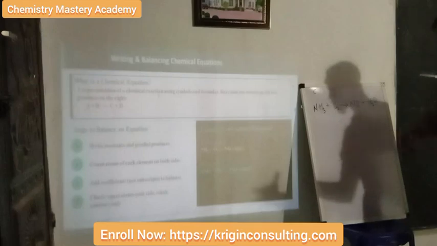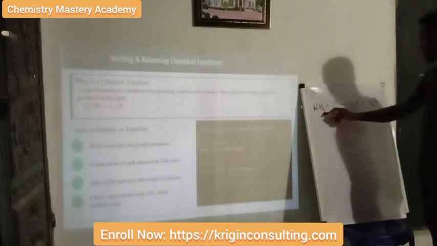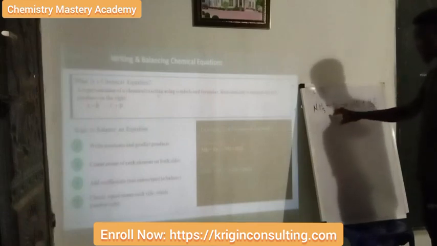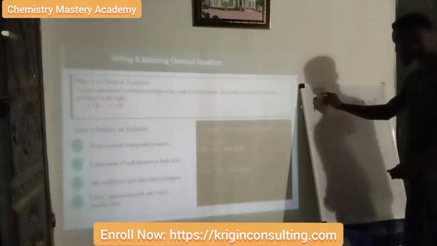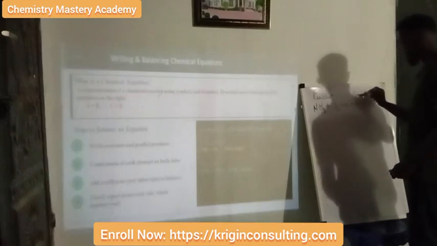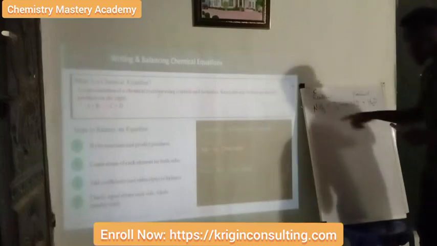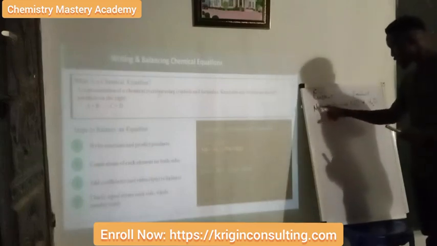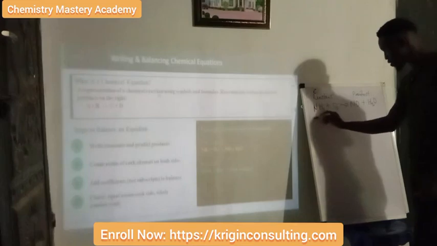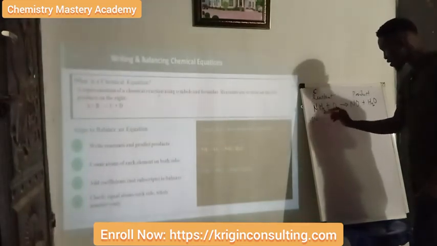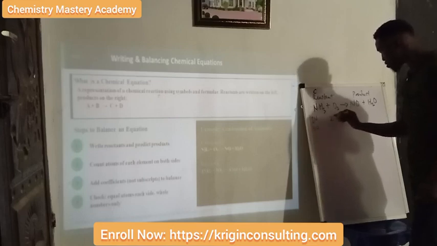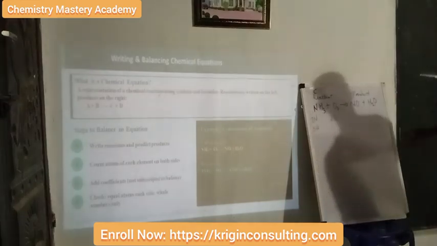Now the next thing is to count the number of atoms that we have. First of all, what are the elements that we have? We have nitrogen, hydrogen, and oxygen on the reactant side. So this is the reactant side, and this is the product. On the reactants, how many atoms of nitrogen do we have? It's just N, so we have one nitrogen. Then how many atoms of hydrogen? We have three. Then oxygen we have two.